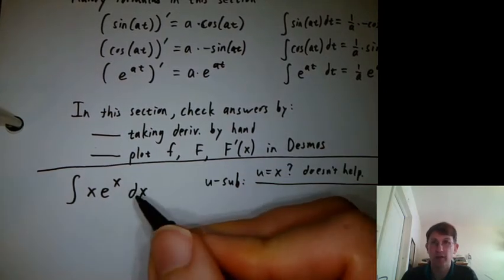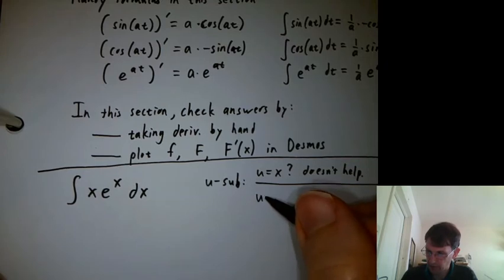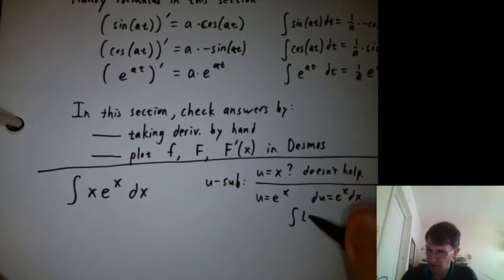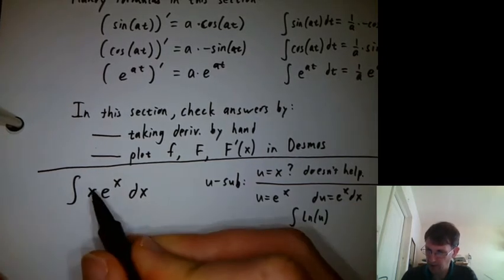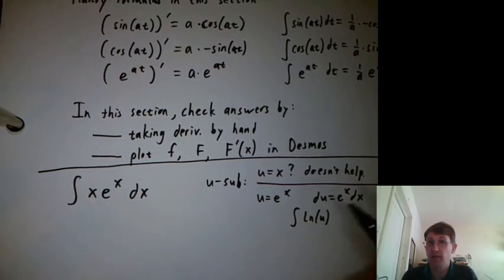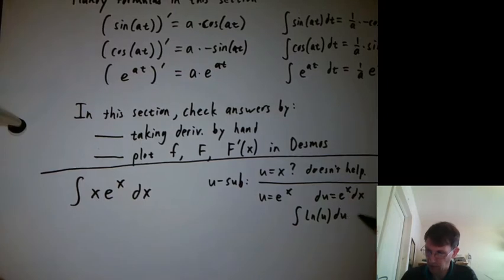Well, what else is there in the integral? E to the x. Then du equals e to the x dx. You end up getting integral of log u, because the only thing left is the x. And how does x relate to u? X is the log of u. Do we know how to integrate log? Not yet, but we'll learn it later in this chapter.